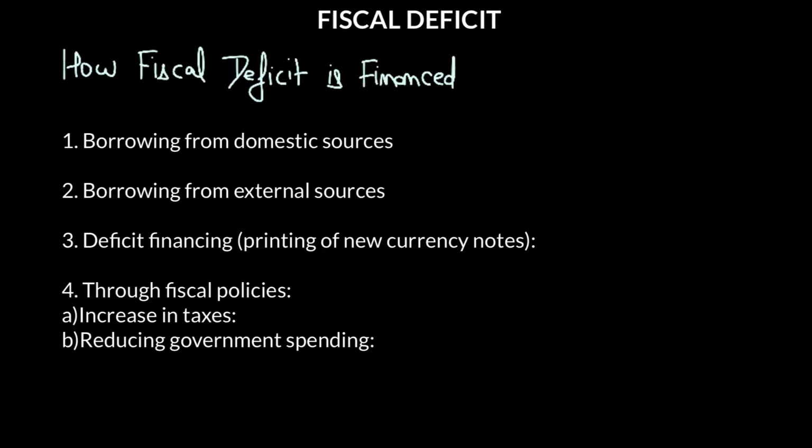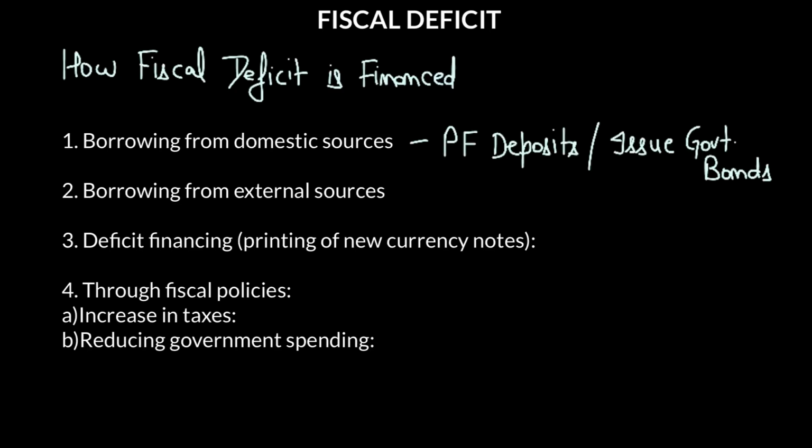Now let's understand how this fiscal deficit is financed by the government. So there are various ways. First is borrowings from domestic sources. Fiscal deficit can be met by borrowing from domestic sources, for example public or commercial banks. It also includes tapping of money deposits in provident fund and small saving schemes. Borrowing through issuing government bonds is also done from time to time to meet fiscal deficit demands.